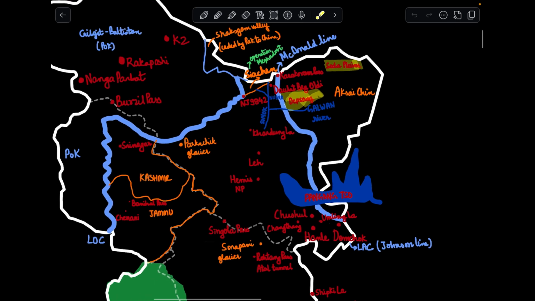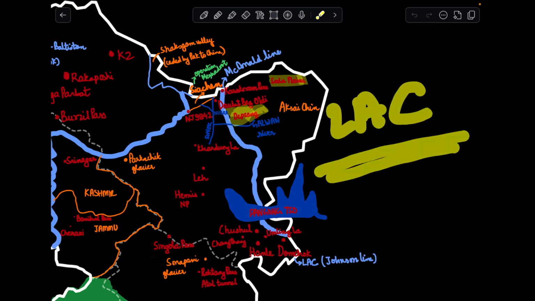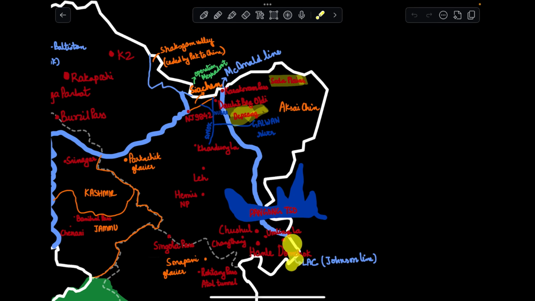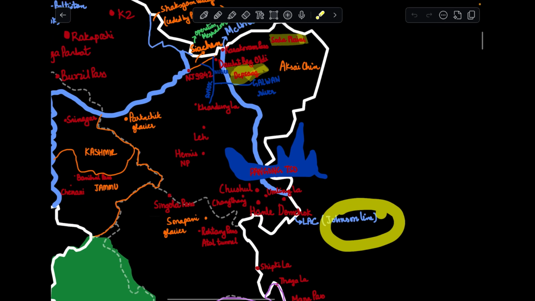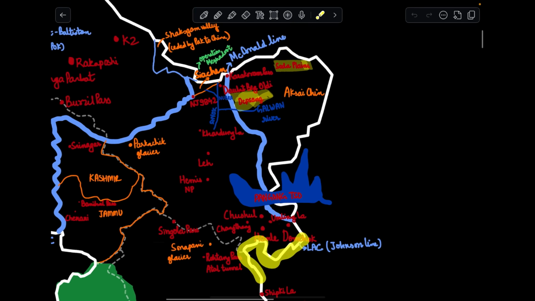With China, we have the demarcated Line of Actual Control, the LAC. This right here is the Line of Actual Control, and there is also a McDonald line over here. This is the McDonald line between Aksai Chin and the Indian territory. Aksai Chin is also Indian territory, but anyways, let's not go into the political reasons. So the McDonald line and the LAC, which is the Johnson line. Towards the northern part we have the McDonald line, and towards the southern part, this one, we have the Johnson line.